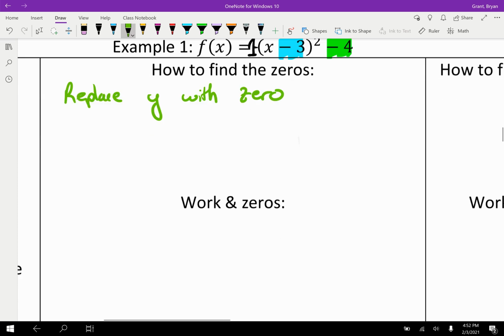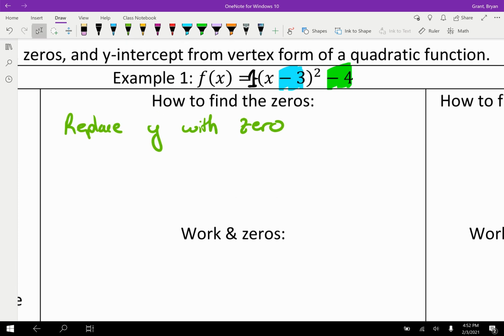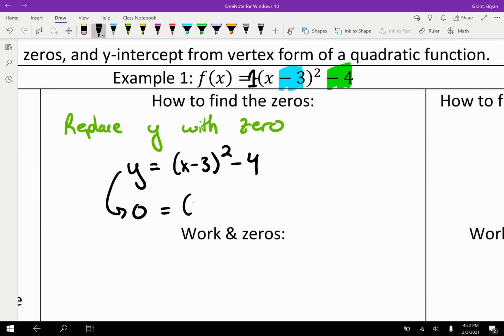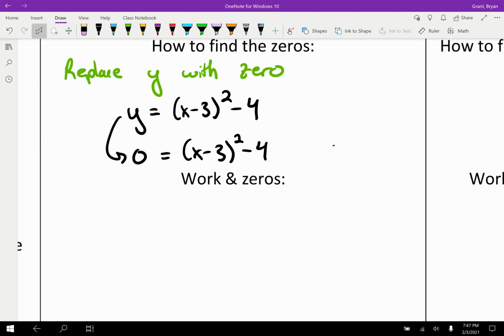To do that, let's rewrite the equation, and instead of f of x, let's go ahead and replace f of x with y. We did that on the opener, didn't we? So we have y equals, I'm not going to write the 1, no reason to make things more complicated. Y equals this, and we're going to replace y with 0. Now that we've set 0 equal to y, or 0 equal to the whole equation, our goal is to figure out what is the value of x.